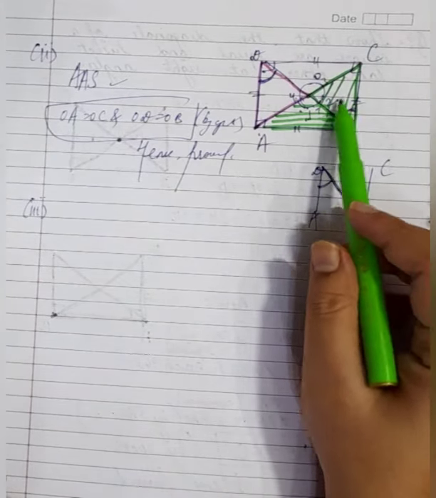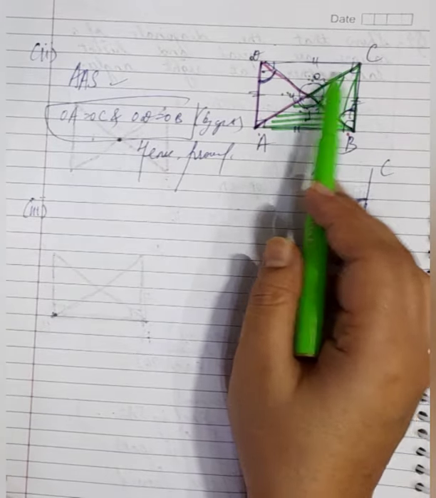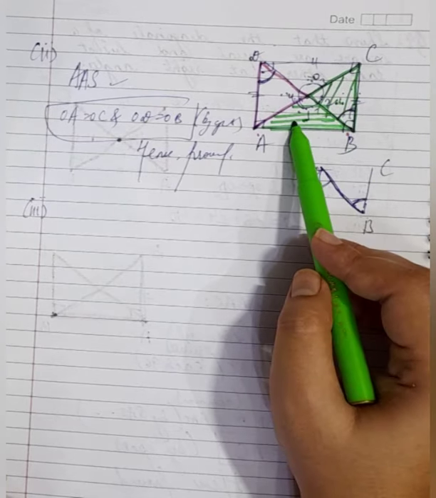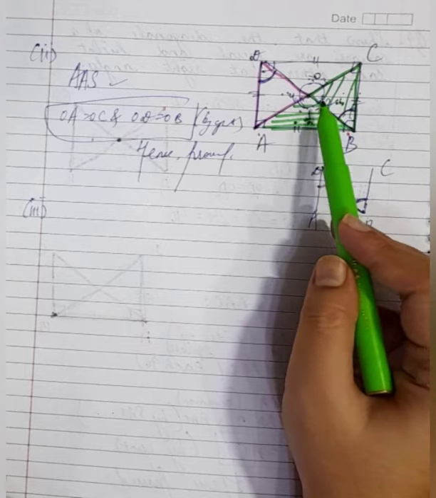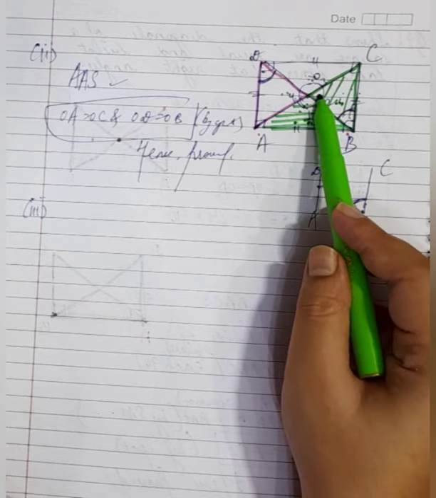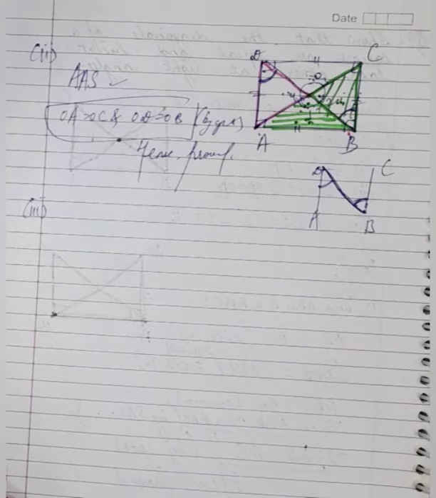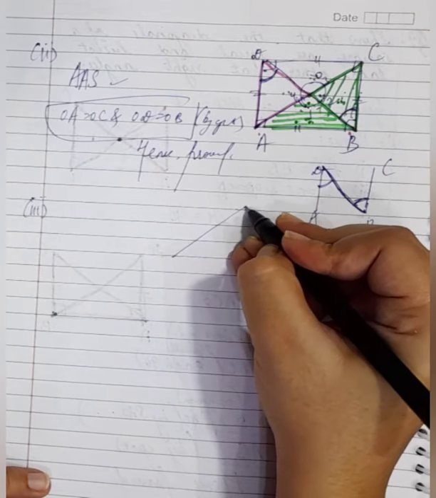Prove the adjacent triangles congruent. You can take any two adjacent triangles. You can take this and this, this and this. That's your choice. I'm taking these two triangles. Prove them congruent. Once they are congruent, by CPCT, I can write angle 1 is equal to angle 2. But 1 plus 2 is actually 180 degrees, so each will be 90. Let's start writing this. I'll draw a diagram separately for reference.